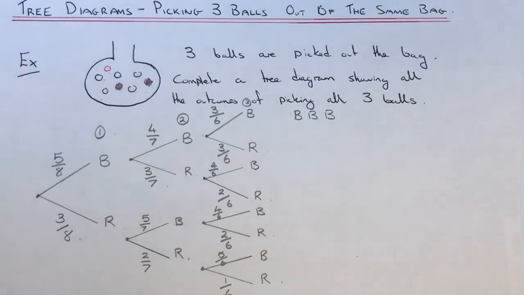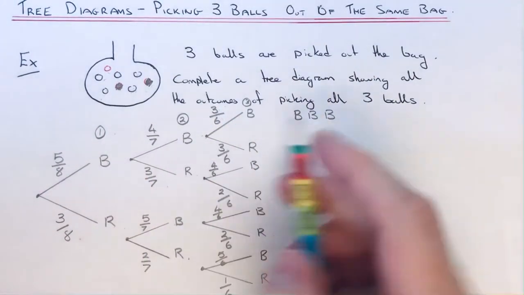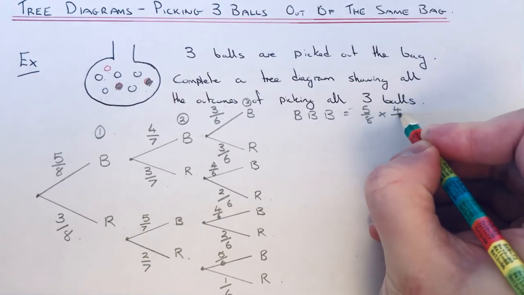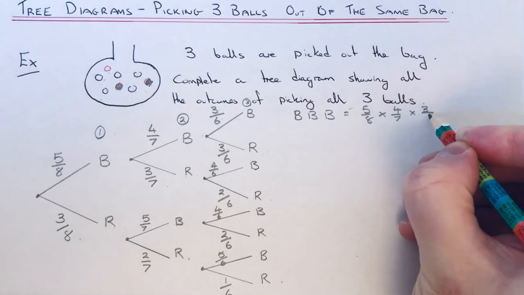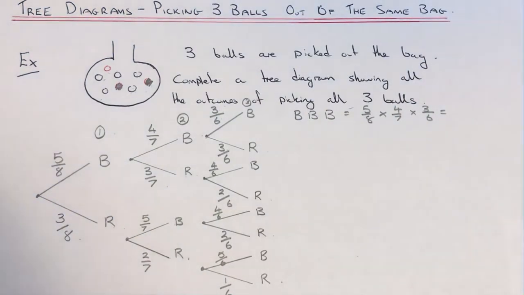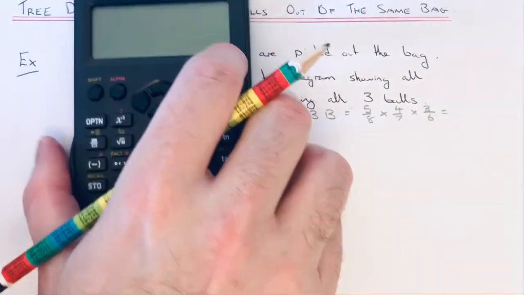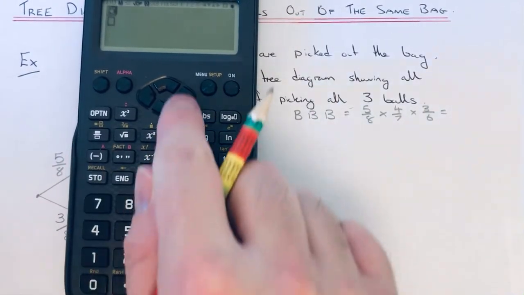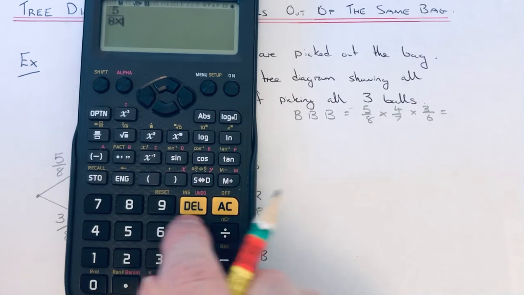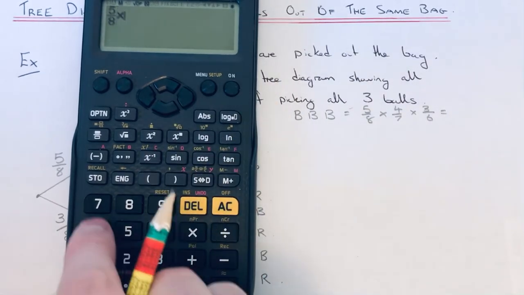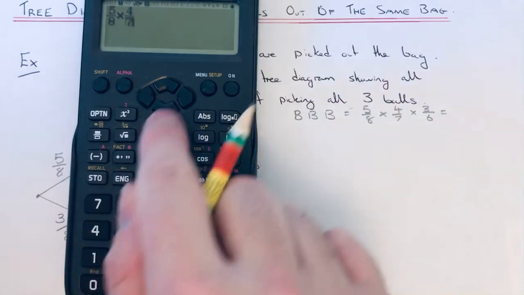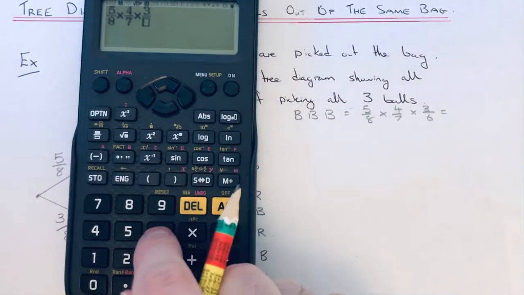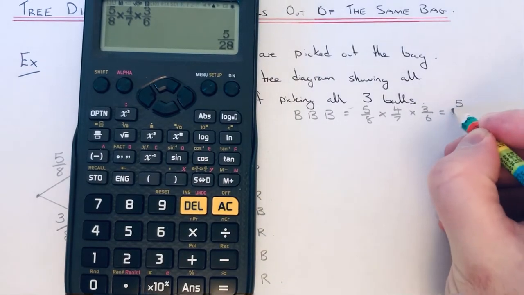And if you wanted the probability for that, you just multiply these three fractions together. So 5 eighths times 4 sevenths times 3 sixths. It's probably best to use your calculator on this because we have three fractions. So we've got 5 eighths times 4 sevenths times 3 sixths. So that gives us 5 twenty-eighths.